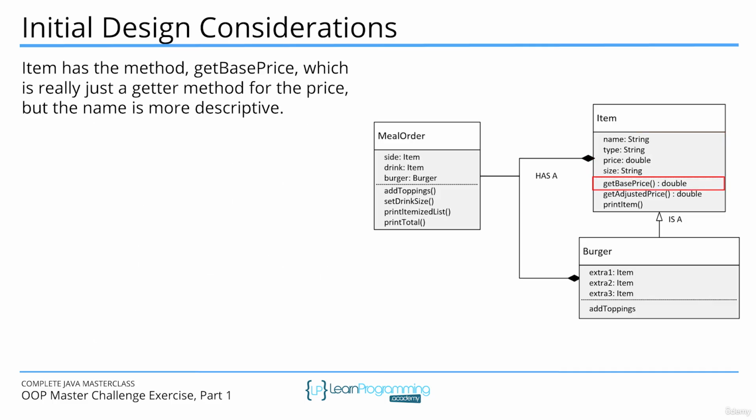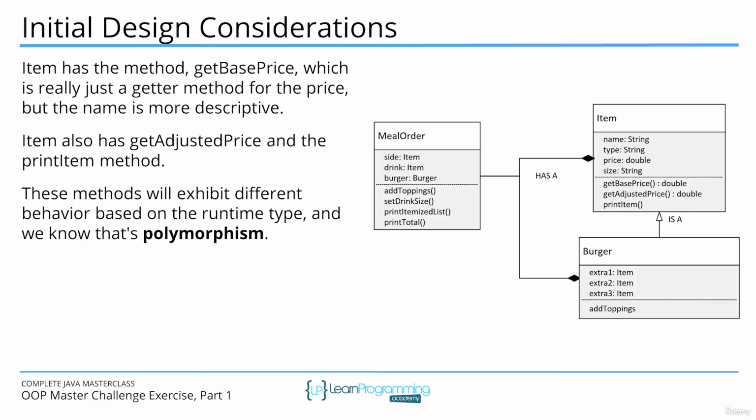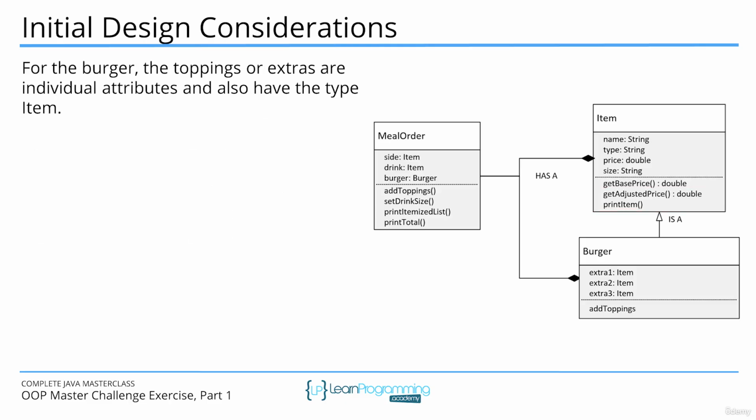Item has the method, getBasePrice, which is really just a getter method for the price, but the name is more descriptive. Item also has getAdjustedPrice and the printItem method. These methods will exhibit different behavior based on the runtime type, and we know that's polymorphism. For the burger, the toppings or extras are individual attributes and also have the type item.